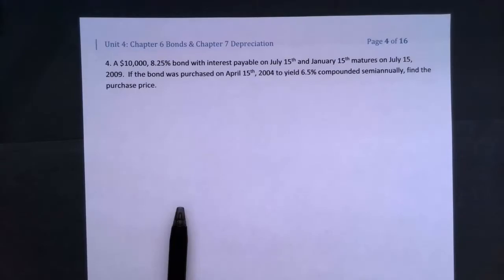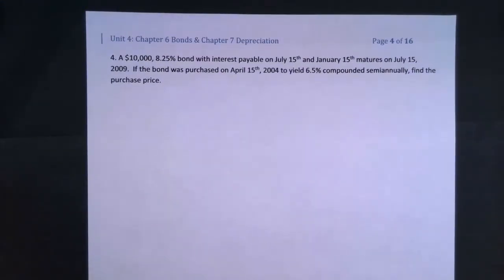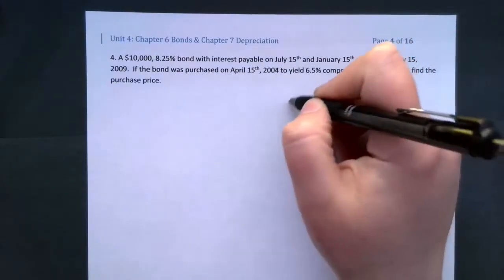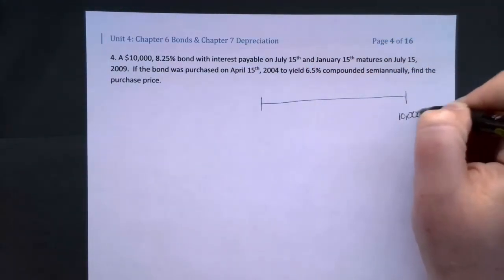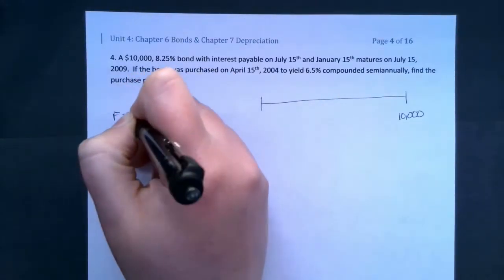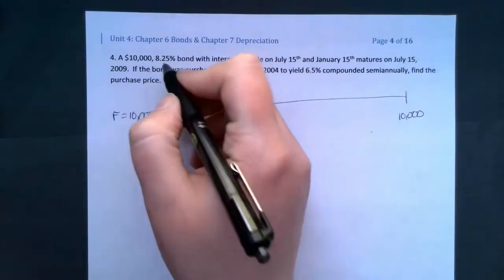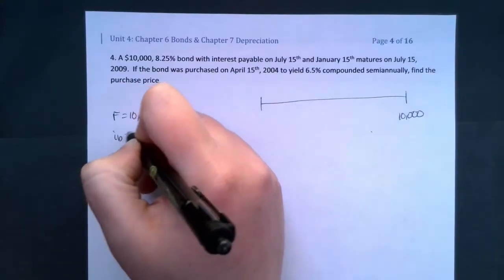Alright, we're in chapter 6, section 3. We're doing example 4. So this is another example of bonds purchased in between coupon dates. So we have a $10,000 bond. So again, we're going to draw a nice big timeline here. 10,000 goes at the end because that's our F, at 8.25%, so that's our IB.